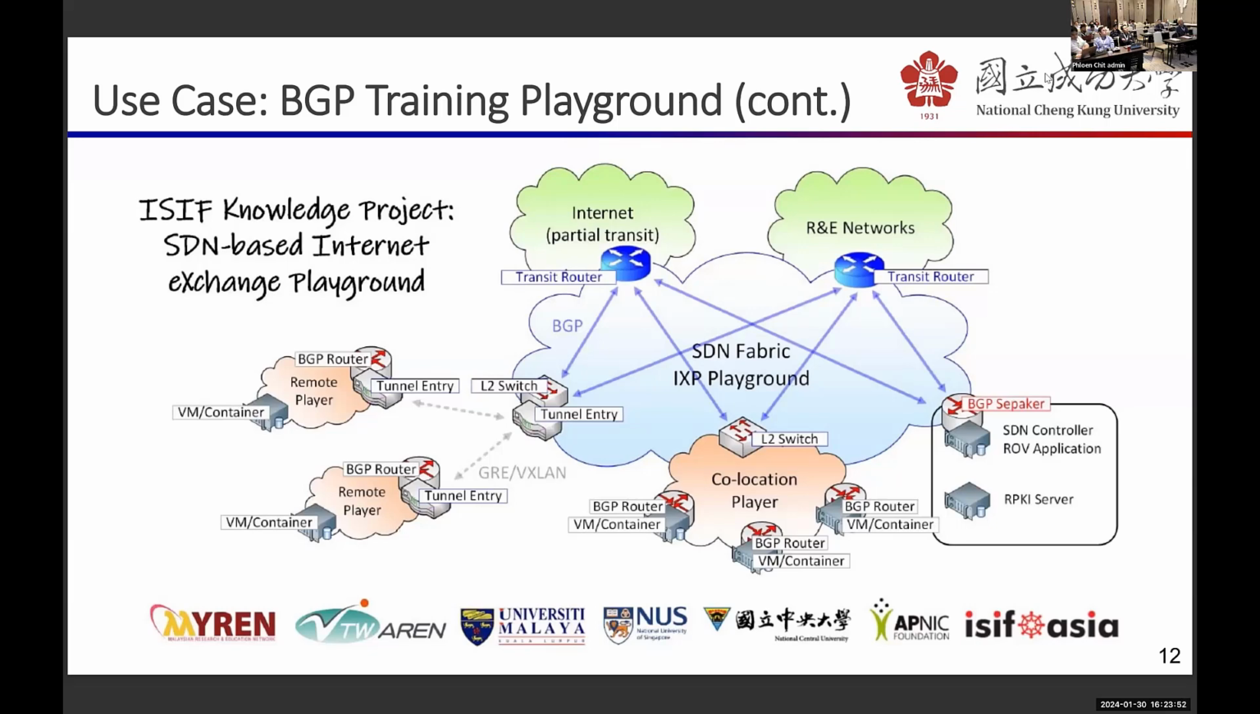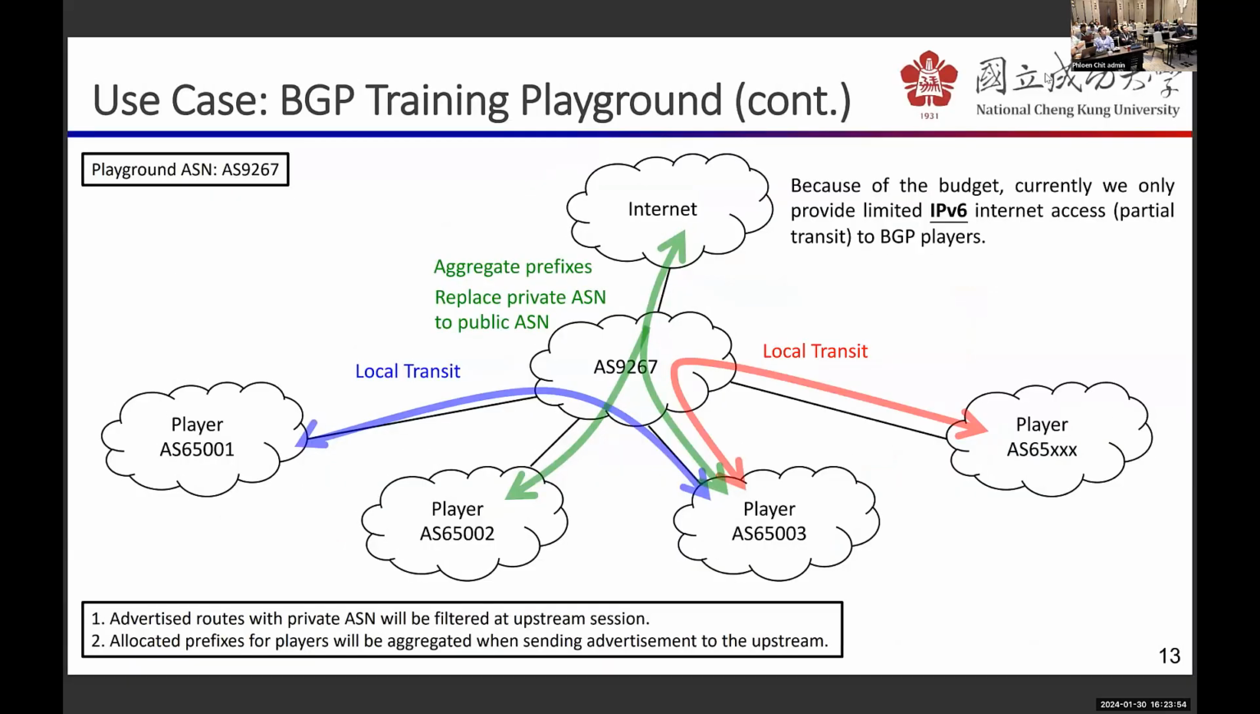Okay, so now we go on to the core mechanism. How do we do the IXP playground? The core mechanism is like NAT: NAT does an IP replacement from a private address to a public one, and then you can access the network, right? We can do the same mechanism in the BGP world.